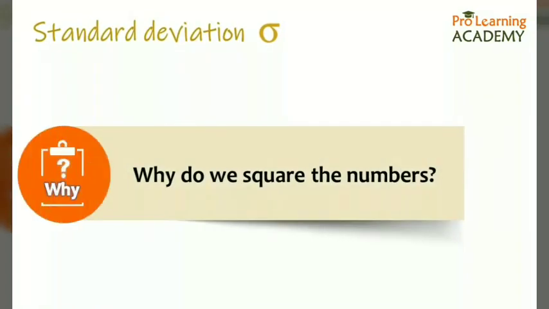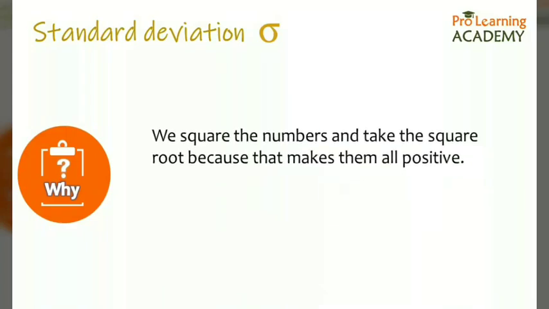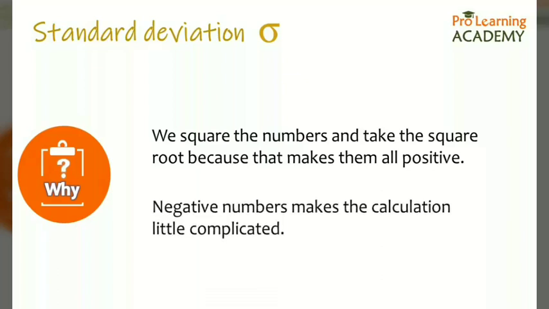So why did we square up the numbers? This is just to get the absolute value. Squaring up the numbers makes the calculation a lot easier.